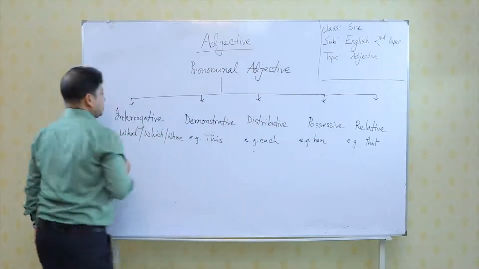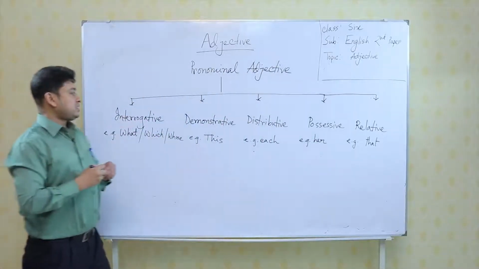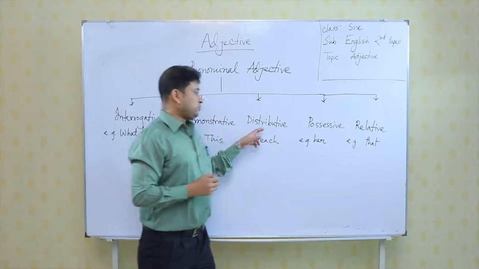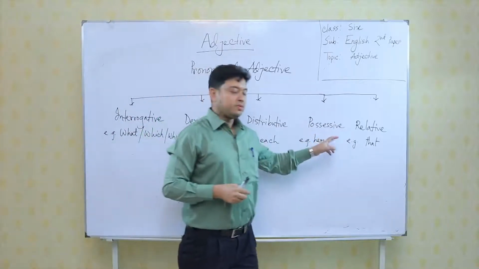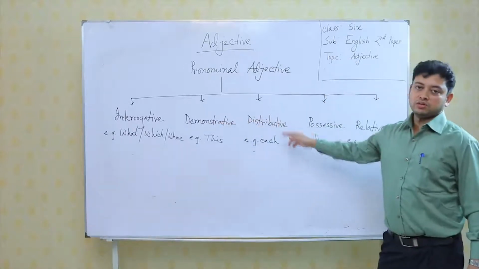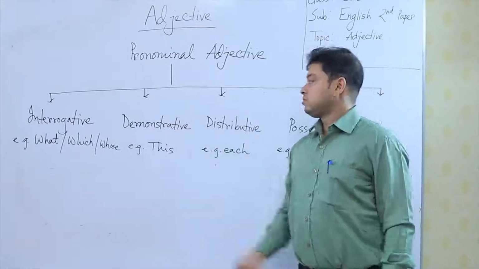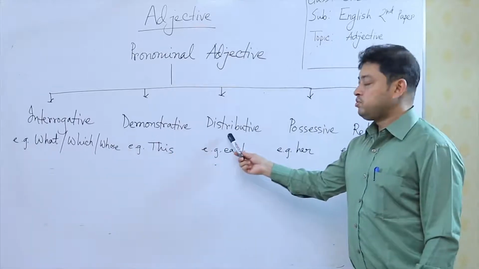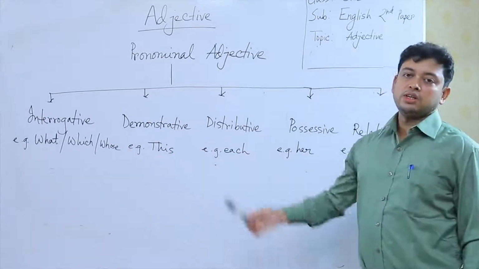So, the first one is interrogative, then the second one is demonstrative, third one is distributive, fourth one is possessive, the last one is relative. So, these all are actually pronouns: interrogative pronoun, demonstrative pronoun, distributive pronoun, possessive pronoun and as well as relative pronoun.